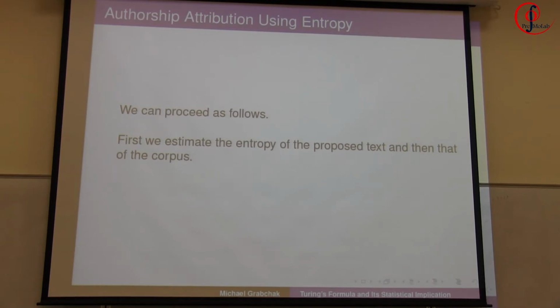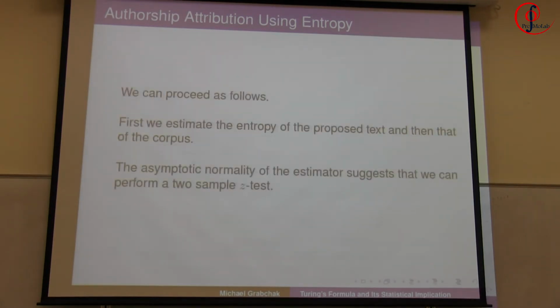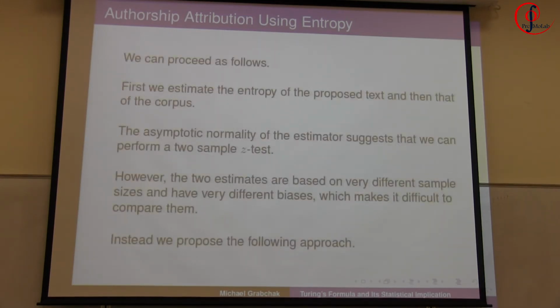The way we proceeded, at least one way that we can proceed, is to estimate the entropy of the proposed text and that of the corpus. We know we have some asymptotic normality, which suggests we could perform a two-sample z-test. However, we found there was some difficulty in doing a two-sample z-test, and we suspect it's related to the fact that we're estimating things with very different amounts of bias. The poem has, I forget, 400-some words, and of course Shakespeare's sonnets have many more words, so the amount of bias in our estimates of entropy is very different in the two cases.